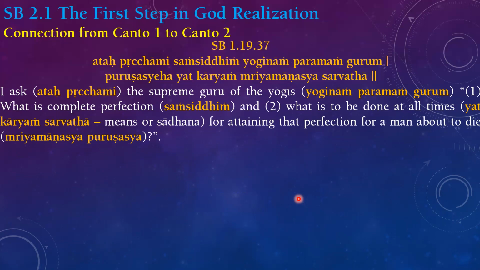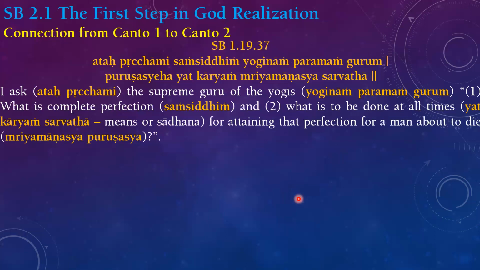And Purushasya Iha, for the people in general who are in this world, Yat Karyam, in order to attain that highest perfection, what kind of activity they should follow? What kind of sadhana they should follow? And especially Mriyamanasya. For the people in general in this world, Sarvada, at all times what they are supposed to do, and especially for a person who is about to die, then what he should do at all times. Keeping himself in the mind and keeping people in general in the mind, he is asking.